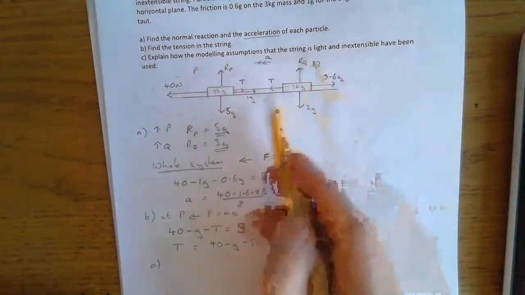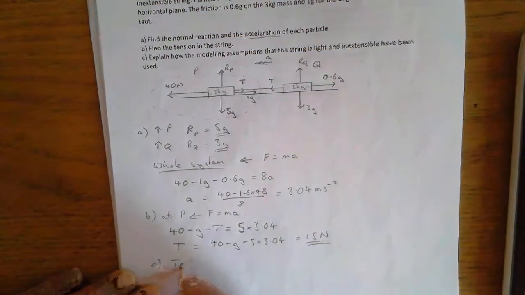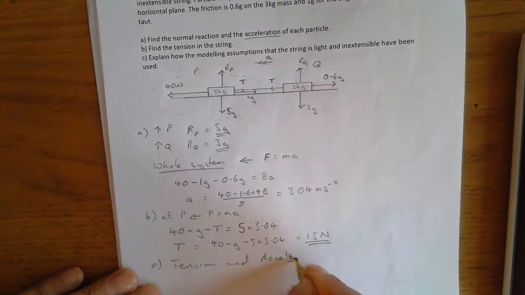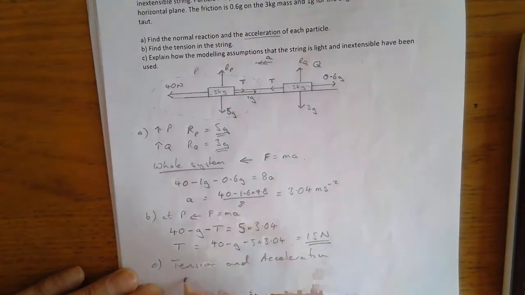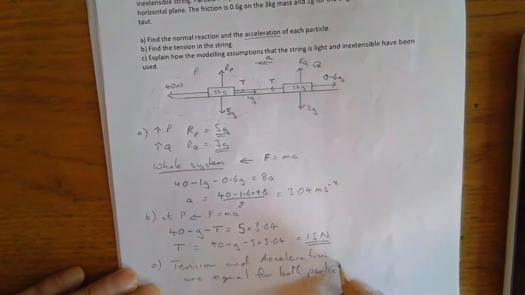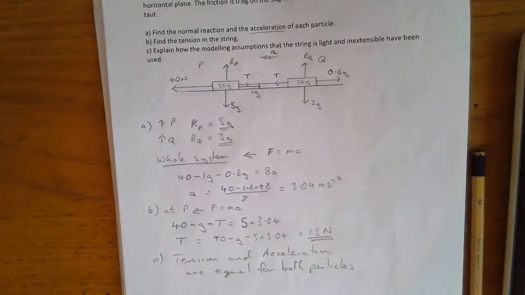So that inextensibility and that lightness means that we can assume the tensions are the same in the string and the acceleration is the same for both particles. So we can state that the tension and acceleration are equal for both particles. Okay, so that would be the solution to that question.